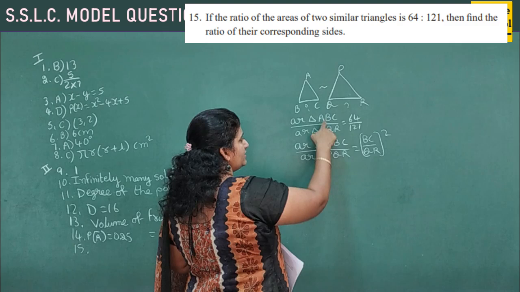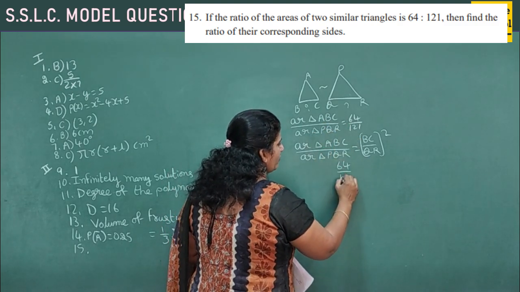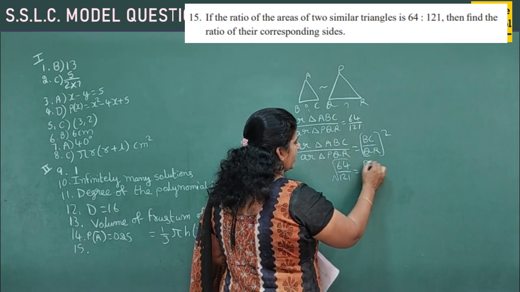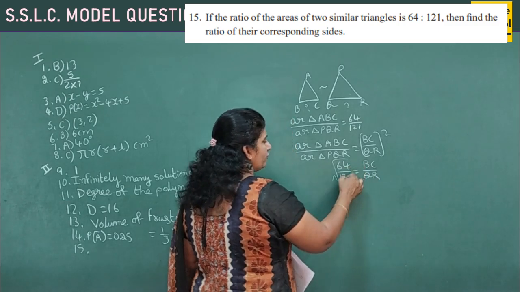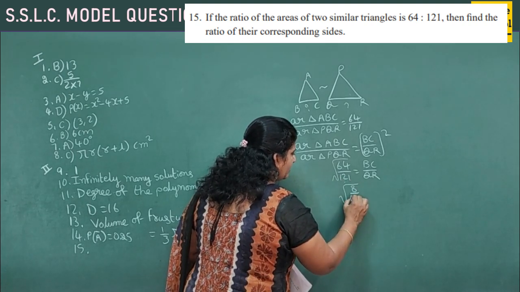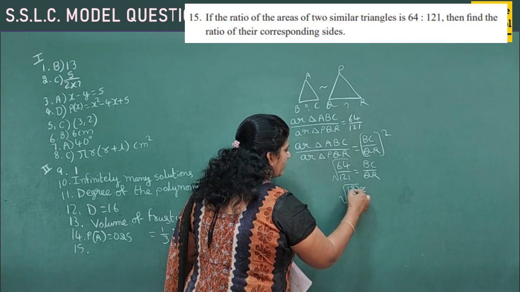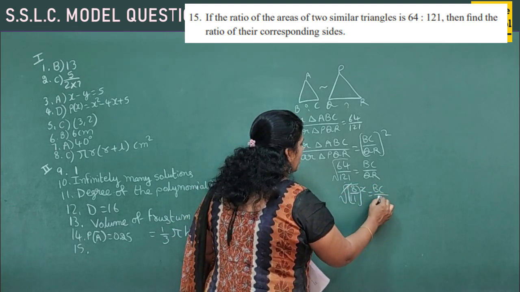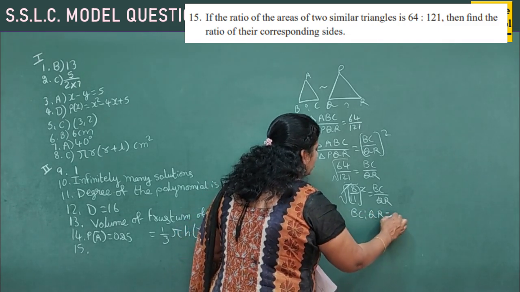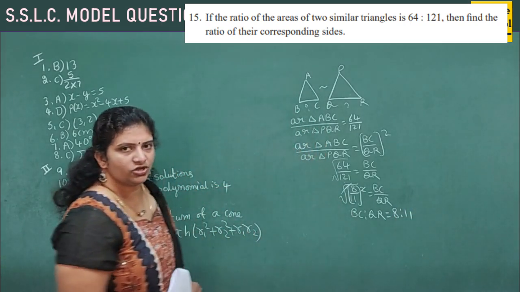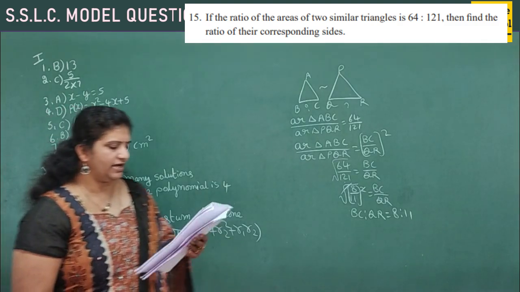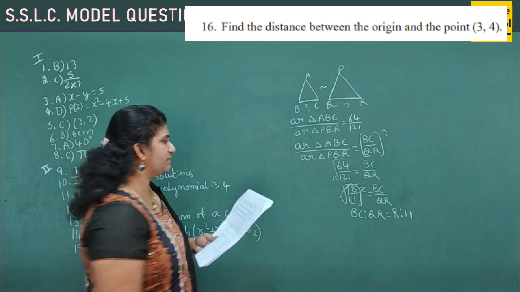You know that this area's ratio is 64/121, and this whole square, send other side, it will be square root. Square root of 64/121. This is 8 8s are 64. 121 means 11 11s are 121. Whole square, square root cancel. BC by QR, BC is to QR is equal to 8:11. So your answer is, what is the ratio of their corresponding sides? 8:11 is your answer. Last question in this main.